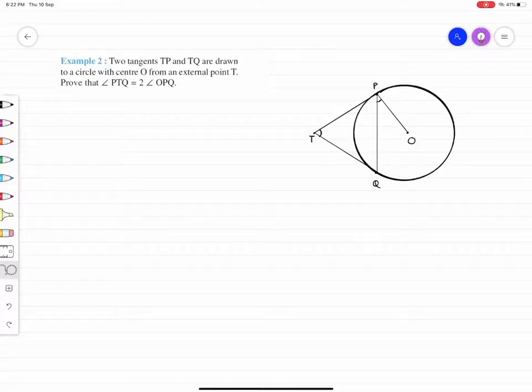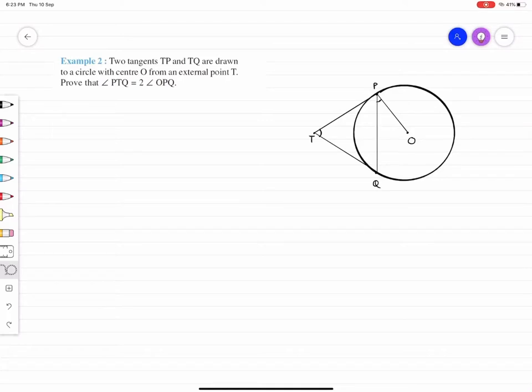In this video, I will be covering example 2 in the chapter circles. So let's begin by reading the question. Two tangents TP and TQ are drawn to a circle with center O from an external point T. We have to prove that angle PTQ is equal to 2 times angle OPQ, or twice of angle OPQ.